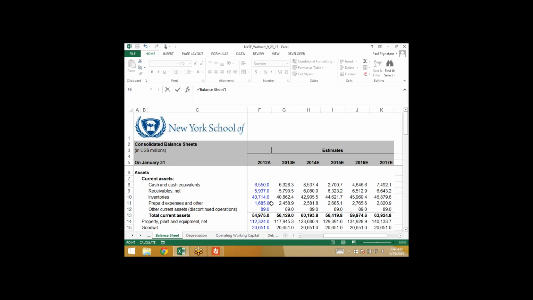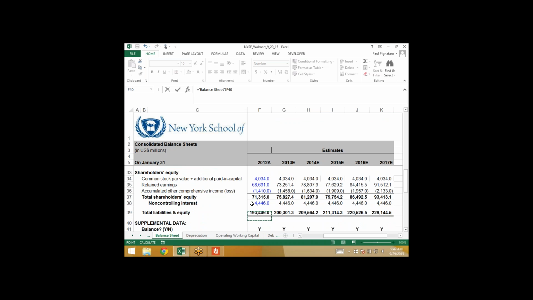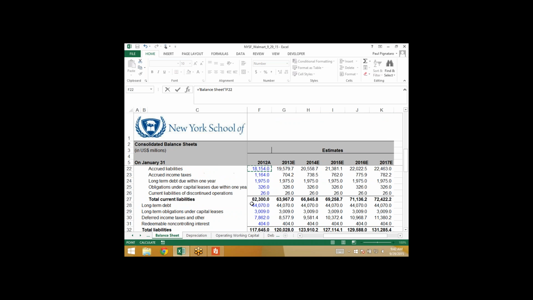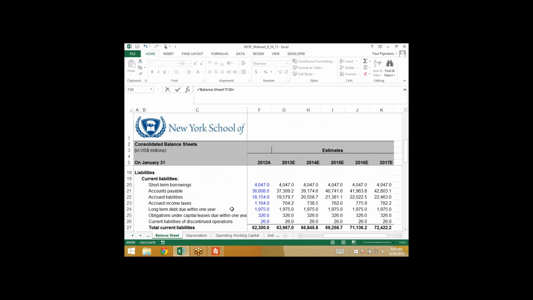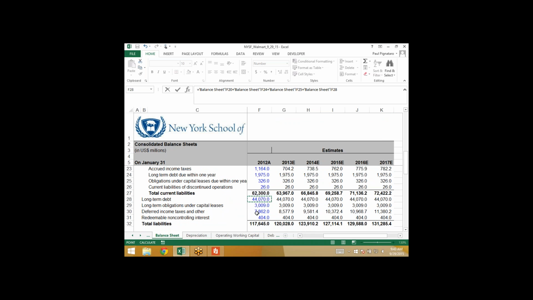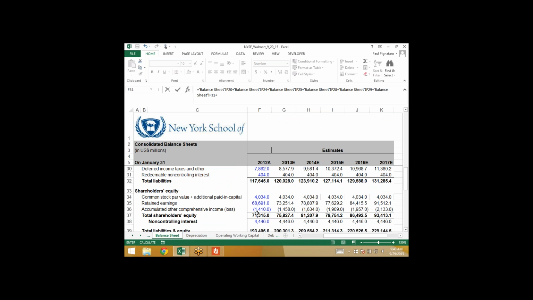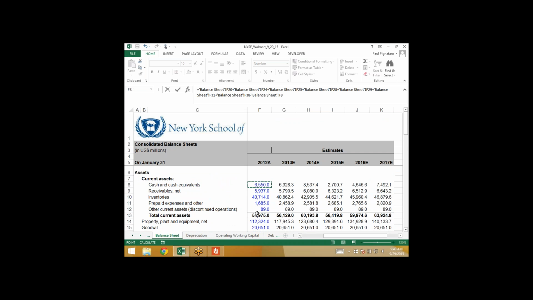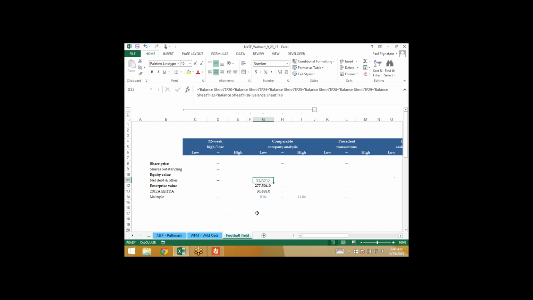So if I go to the balance sheet and I go to 2012 and I take the short-term borrowings plus long-term debt due within a year plus capital leases due within a year plus long-term debt plus long-term lease obligations plus redeemable non-controlling interest. Actually, I think I had this on the DCF, didn't I? Plus non-controlling interest minus cash. We've already calculated this in the DCF analysis. 51727. It's about $200 million higher. Not a big deal in Walmart standings.